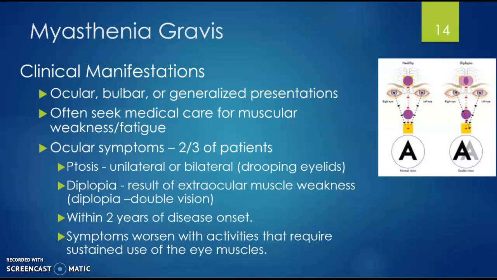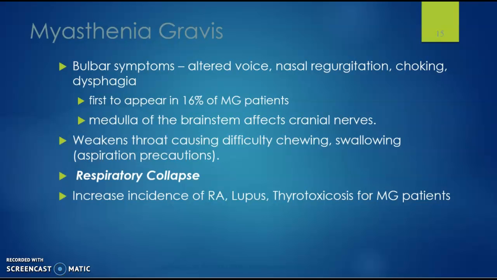These ocular symptoms often occur within the first 2 years of the disease starting, and symptoms worsen with activities where patients are having to use their eye muscles very frequently. So people in certain jobs where they're on the computer all the time, or they're reading all the time, or they're doing something with their eyes all the time, are going to be having more problems quicker and worsening faster.